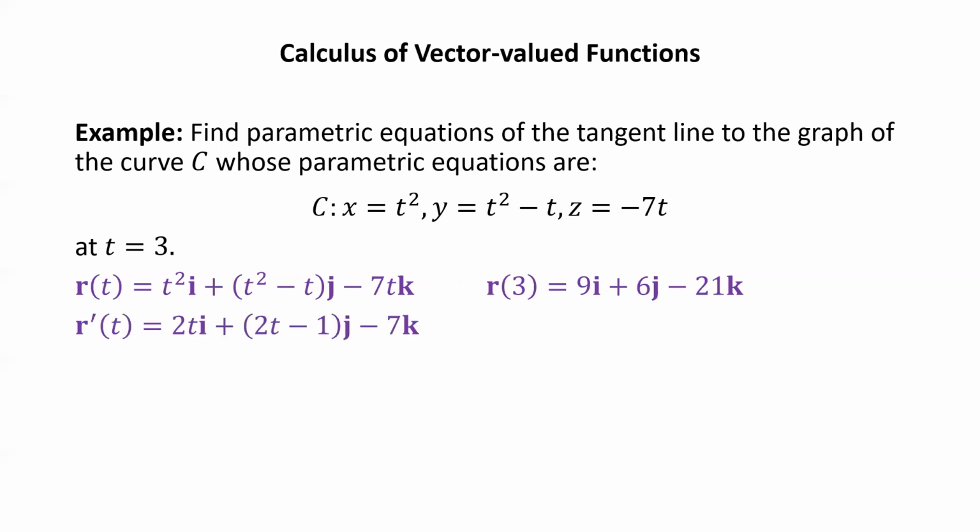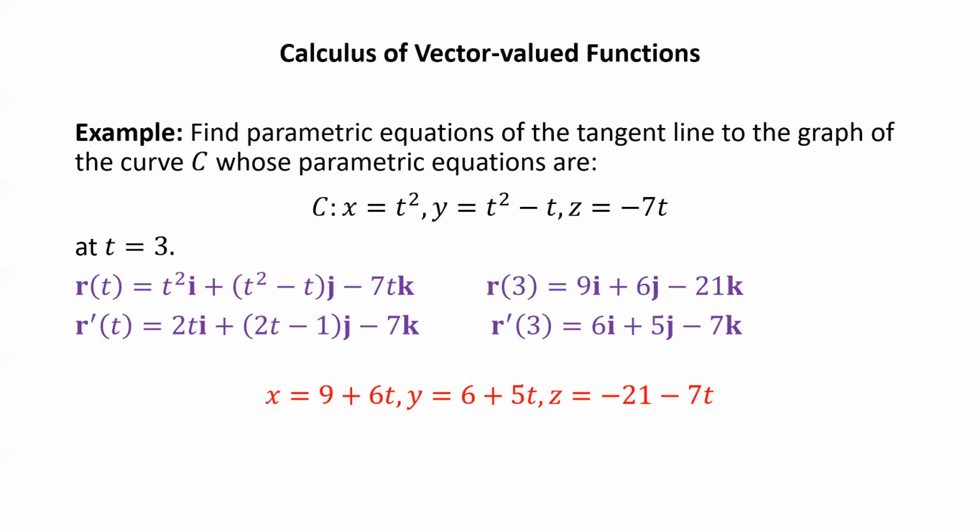Now let's take the derivative. r prime of t, well, the derivative of t squared is 2t. The derivative of t squared minus t is 2t minus 1. And the derivative of negative 7t is negative 7. Plugging in 3 into the derivative, 2 times 3 is 6. 2 times 3 minus 1 is 6 minus 1, which is 5. And that negative 7 is constant, so we just copy it over. And we see that r prime of 3 is 6i plus 5j minus 7k.